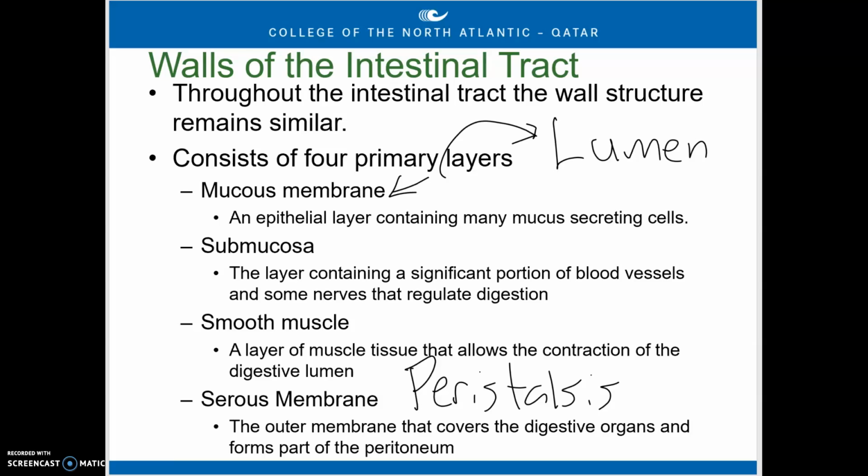And then on the very outside of each organ, we're going to have our serous membrane, and that's going to make up the outside. It's going to protect the organs, and it's going to help hold them in place. And it's going to form part of the peritoneum, which is the membrane that surrounds the organs that are in the abdominal cavity. We talked about that in an earlier unit.